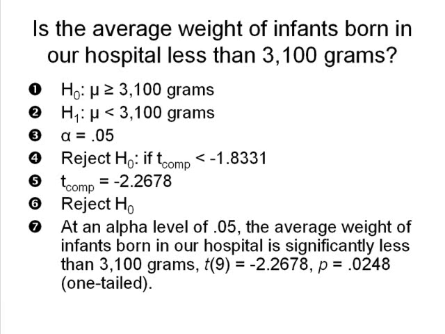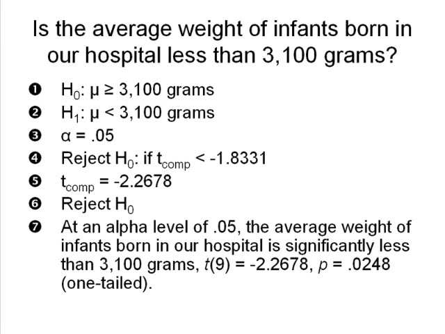Now let's review all 7 steps. I start out by doing step 2. I state what our research hypothesis is. In this case, we believe that the mean is less than 3,100 grams. For the H0, step 1, we have to put everything else that is possible. In this case, we'd say the mean is greater than or equal to 3,100 grams. Now, if we can rule out or show that it's highly improbable that the mean is greater than or equal to 3,100 grams, then our research hypothesis must be true, or is more likely to be true.